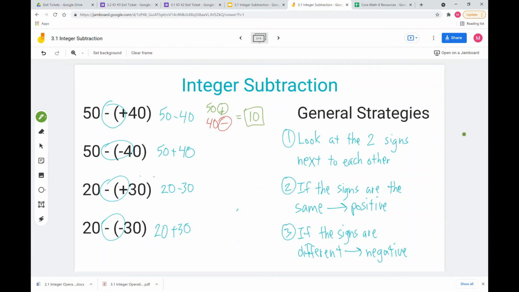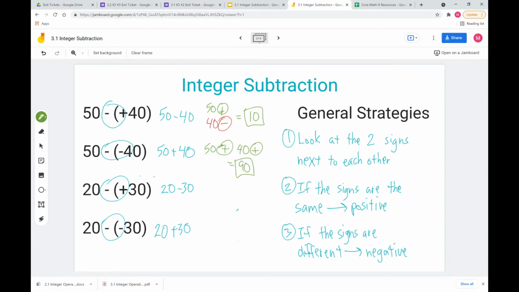For the next problem, we have 50 positives. And then we have another 40 positives, so they go in the same row, all in the positive section. And you're left with 90 positive.